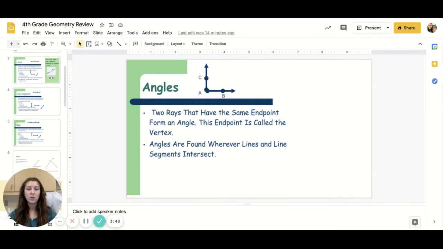Then we have angles. An angle is formed where two rays have the same endpoint. This endpoint is called the vertex. So angles are found whenever lines and line segments intersect. You can see here that we have ray AB and ray AC, and they connected and intersected right there in order to form an angle.